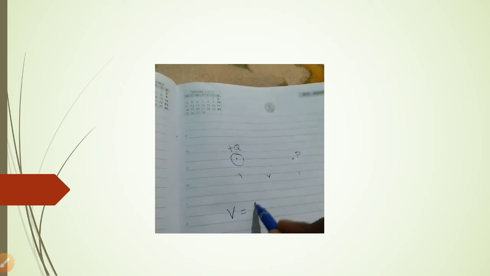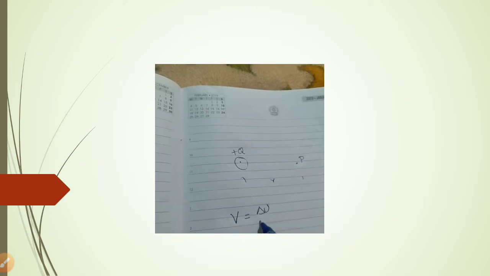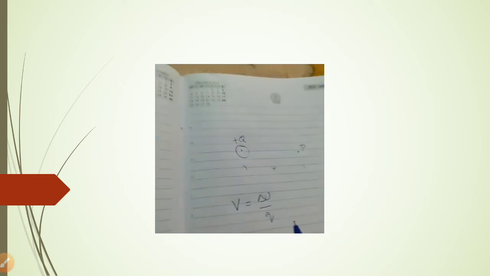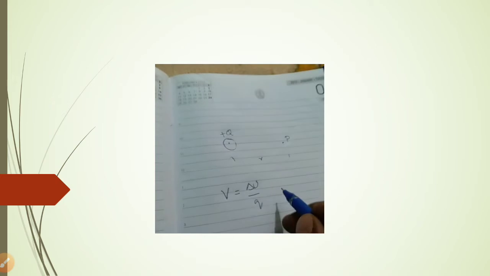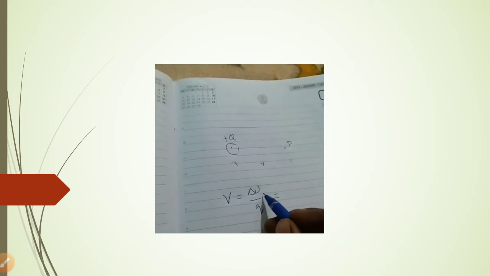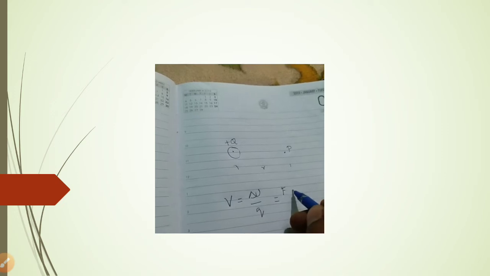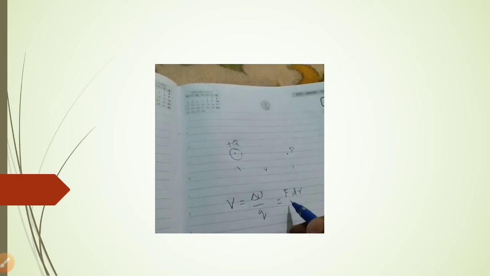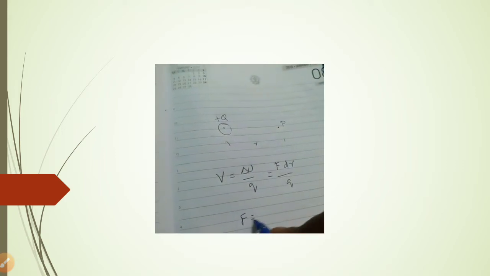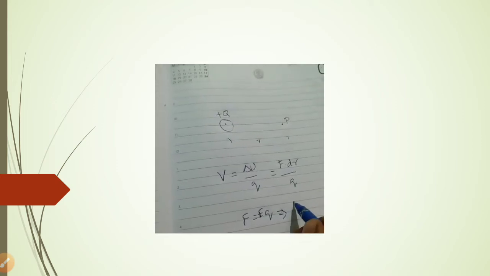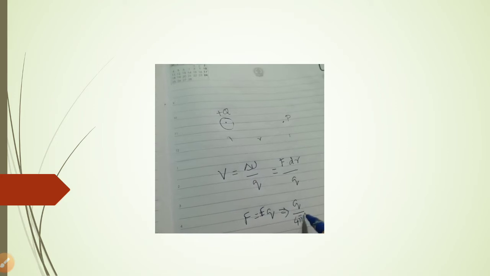Actually, the electric potential V is nothing but the electrostatic potential energy divided by the charge. That is electrostatic potential energy per unit charge. Now, let me explain. Delta U is nothing but force into distance, force into small distance dr, divided by q. Now, what is F? According to electrostatics, F is equal to E q, E into q. And one more thing, we know that E is equal to Q by 4 pi epsilon naught r square.